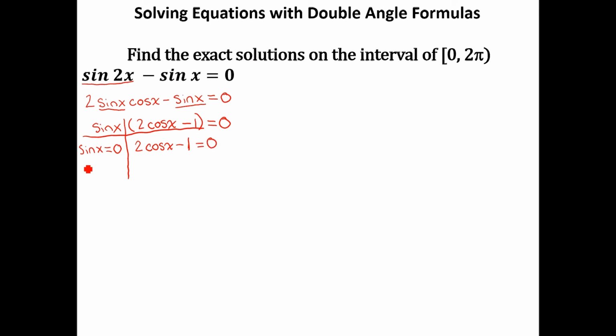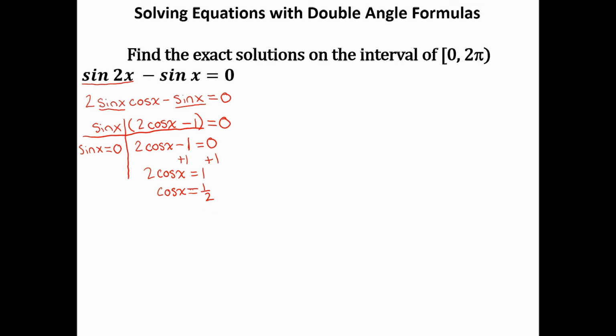So in this case, we're looking for when does the sine of x equal 0, and when does 2 cosine of x minus 1 equal 0. So let's solve. The left one's already solved. We have the trig function with x by itself. So I'm going to add 1 to both sides here. I end up with 2 cosine of x equals 1. Divide by 2. The cosine of x will be equal to 1/2.